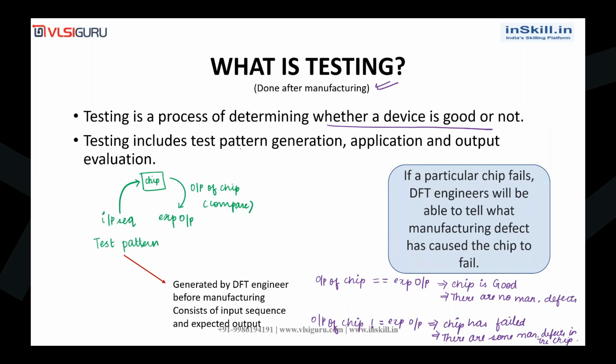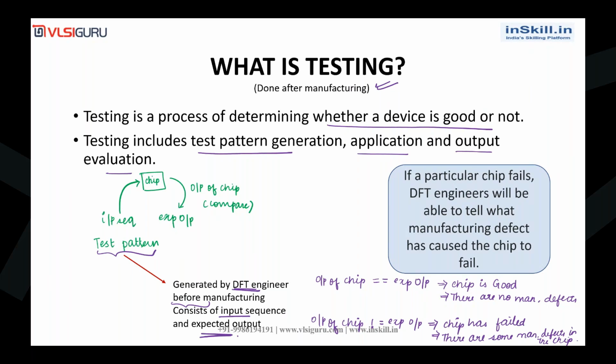Testing includes test pattern generation, application, and output evaluation. These test patterns are generated by the DFT engineer before manufacturing itself. They consist of an input sequence and the expected output.